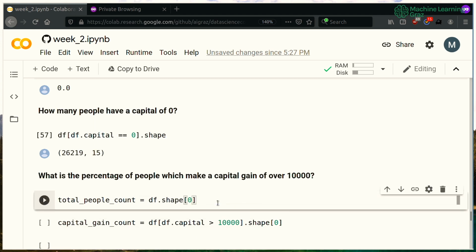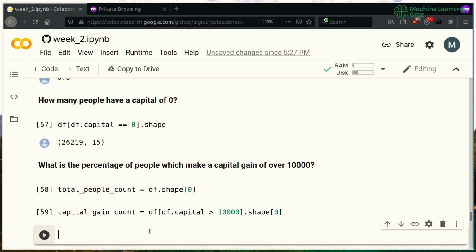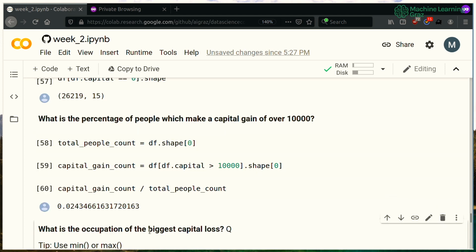So we will run these two lines of code, and to get the ratio, we just write capital gain count divided by the total amount of people. So total people count. And here we can see that 2.4% of the people actually make a capital gain over 10,000. That's very low. The top 1% of the people, basically.